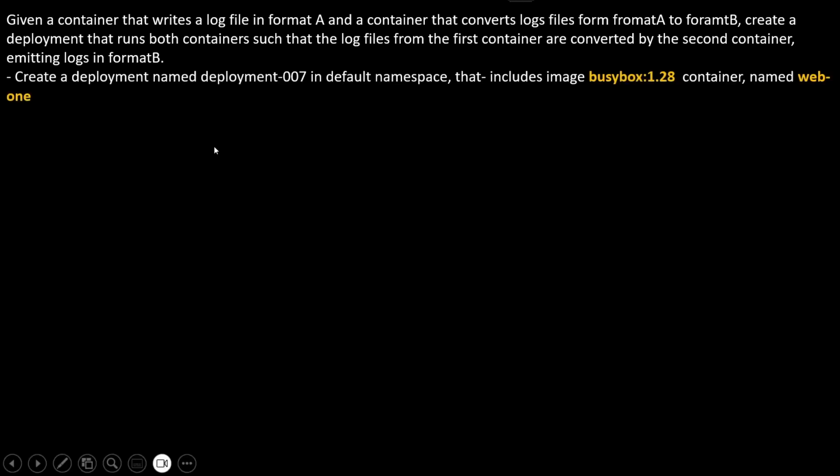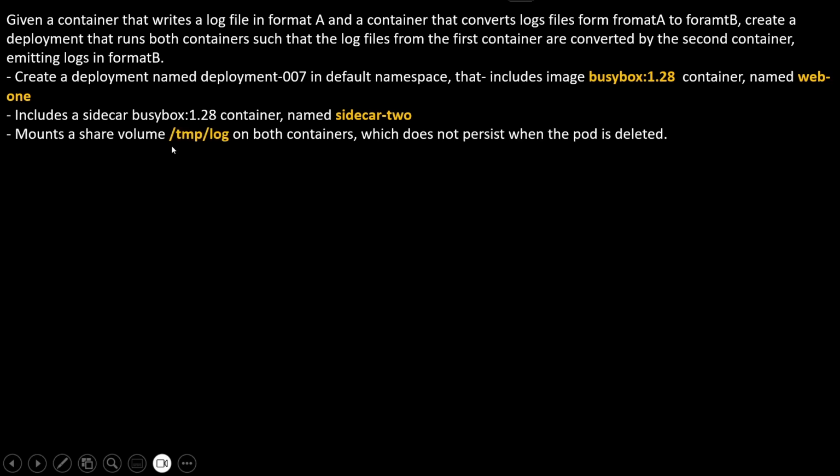Here the task is to create a deployment with this name in the default namespace that includes image this, container name this. After that include a sidecar busybox 1.28 image and the name of the container should be sidecar 2. Mount a shared volume temp log directory on both containers which does not persist when the pod is deleted.